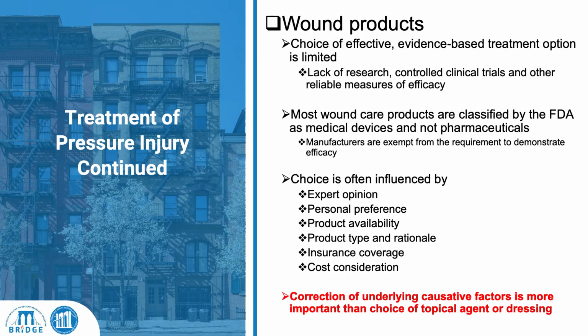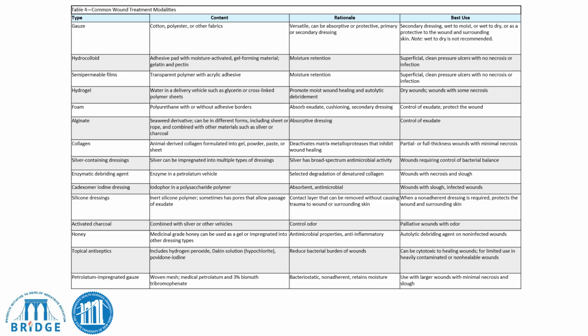So the choice of wound product is often influenced by 1. Expert opinion, 2. Personal preference, 3. Product availability, 4. Product type and rationale, 5. Insurance coverage, and 6. Other cost considerations. But the correction of the underlying causative factor is more important than the choice of topical agent or the choice of dressing. So it's important to note that.